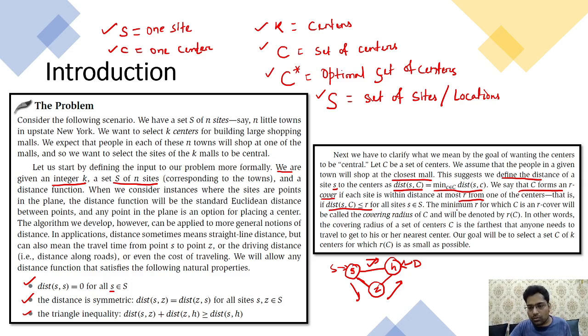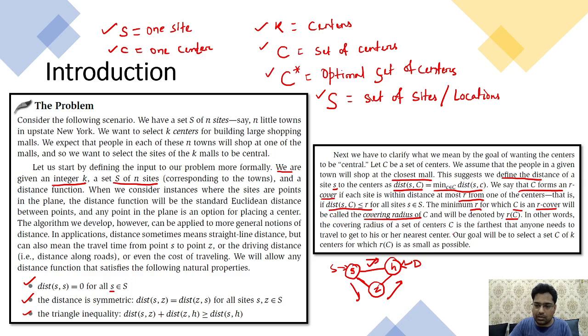So the minimum R for which C is an R cover will be called the covering radius of C and will be denoted by RC. This RC we should know. The RC represents the radius which we are focusing on. In other words, the covering radius of the set C is the farthest that anyone needs to travel to go to his or her nearest center, which I told you earlier.